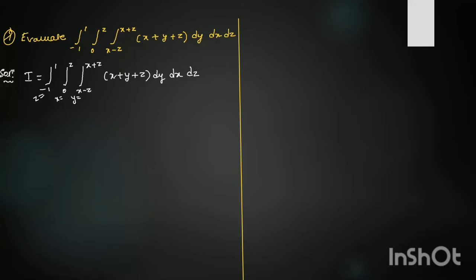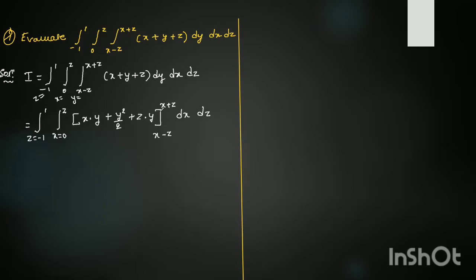When you integrate with respect to y, x is a constant, so we have to multiply y, and the integral of y will be y square by 2. Z is a constant, so we have to multiply y. This equals integration of z equal to -1 to 1, x equal to 0 to z, and now integration of x with respect to y is x into y, it is y square by 2 plus z into y, and the limits are x minus z, x plus z, dx dz. Now in place of y we have to substitute x plus z and x minus z.